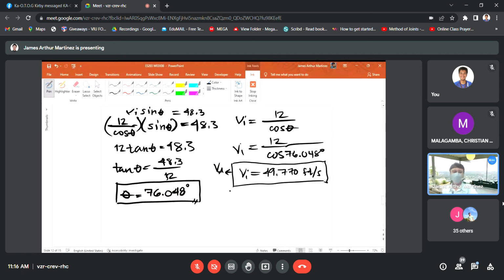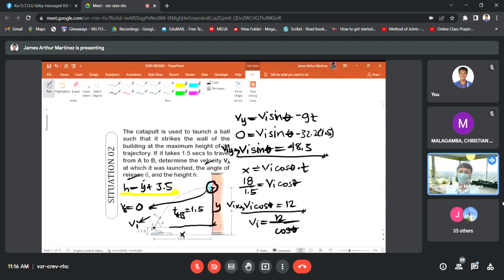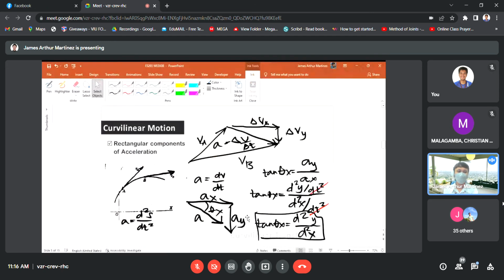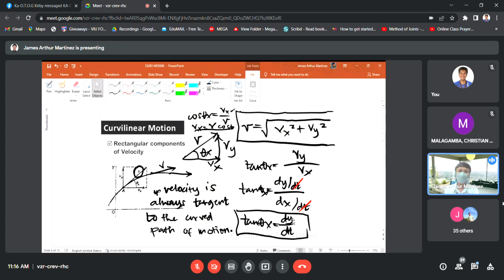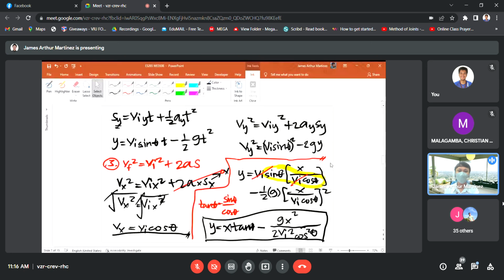Now, let me highlight earlier that VI sine theta and VI cosine theta are just the x and y components of our initial velocity, VIY and VIX. And if you recall from our discussion earlier on general curvilinear motion, to compute for the magnitude of the velocity, we just take the square root of Vx squared plus Vy squared, or the square root of the squares of the components of your velocity.